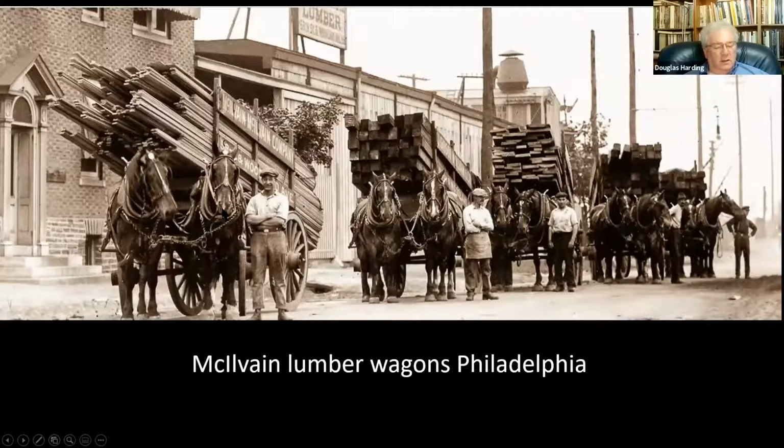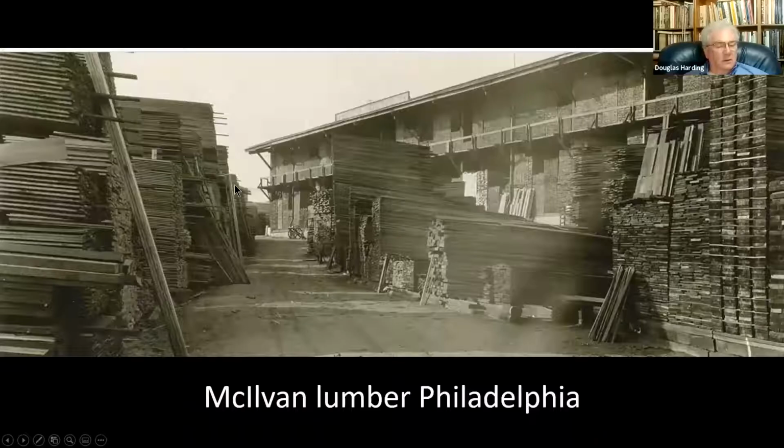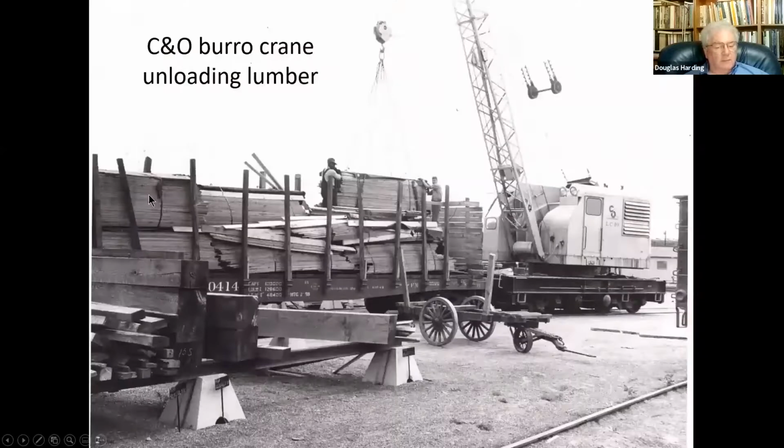This is McAlvin lumber wagons in Philadelphia. They would deliver any size, and notice how the loads are slanted so that they could slide right off the back of the wagon. So this guy who went out to make the delivery would probably just release a chain or something, and the load would all slide off for him. This is, again, another shot of their operation. Look at the stacks of lumber.